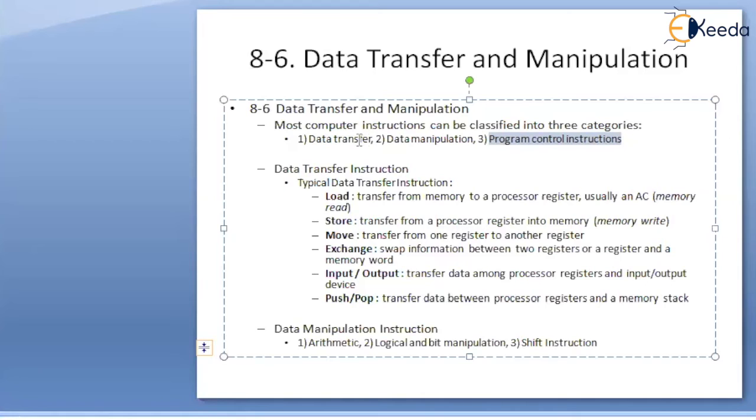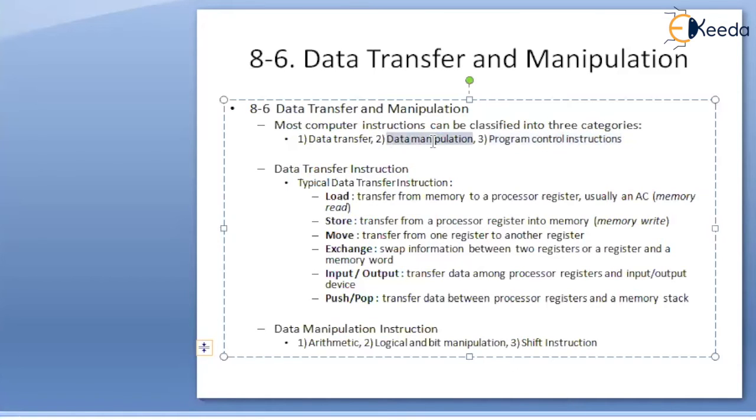When it comes to the data transfer instructions, when one of these instructions gets executed, the data will just get transferred from one location to another location. These will be used only to transfer the data from one location to another in the computer system, either from register to register, or from register to the main memory, or from main memory to the main memory, or from main memory to the processor's register. The data will get transferred from one location to another location.